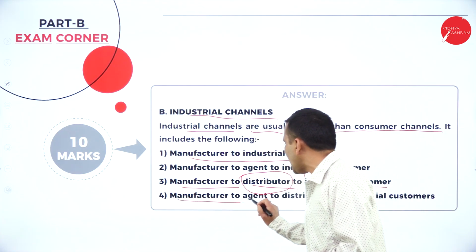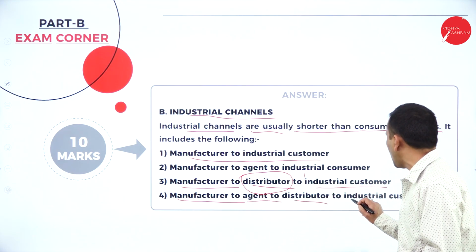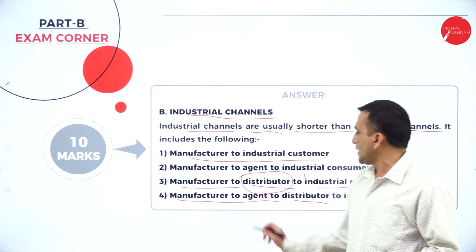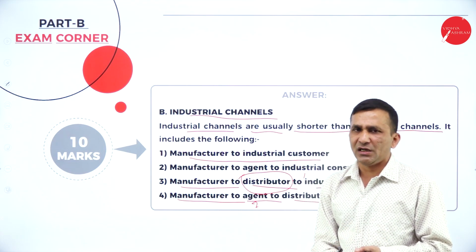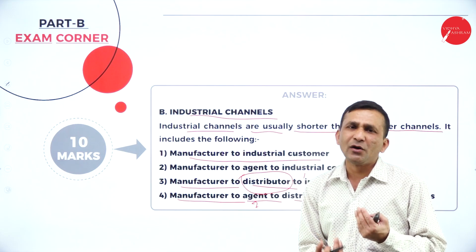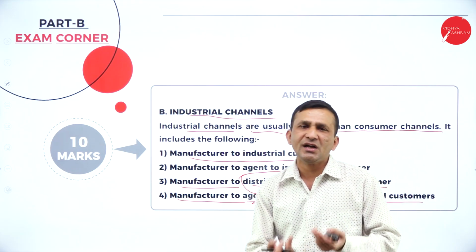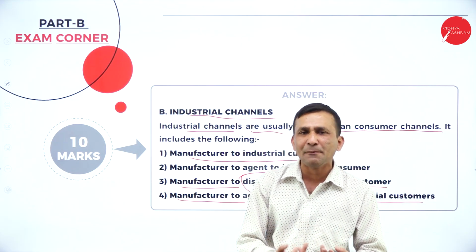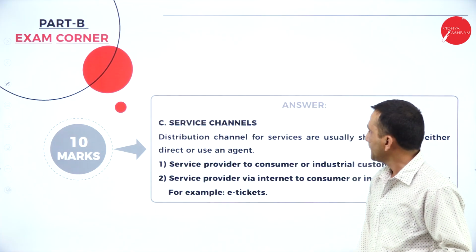Next, manufacturers to agent and distributor to industrial user. Here we find two channels of distribution, only for industrial requirements. Industrial requirements can be raw materials, machinery, tools, accessories, spare parts. So these are the items.